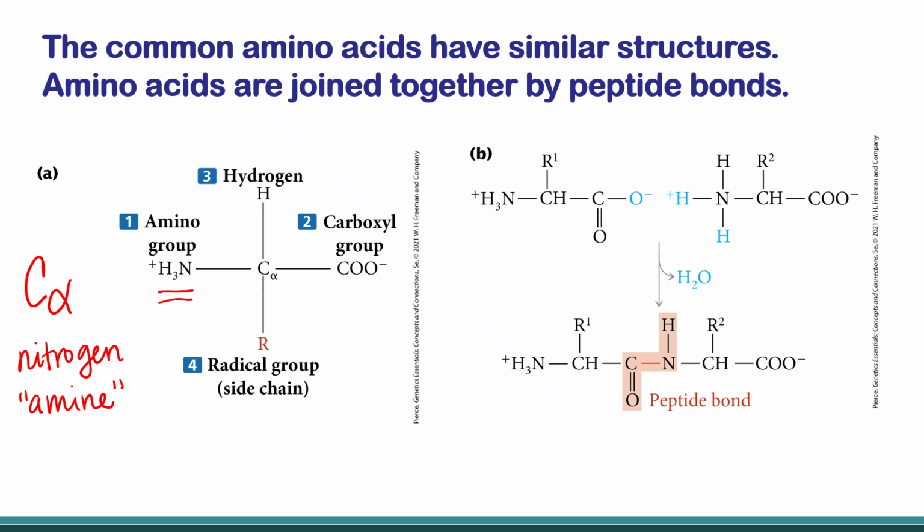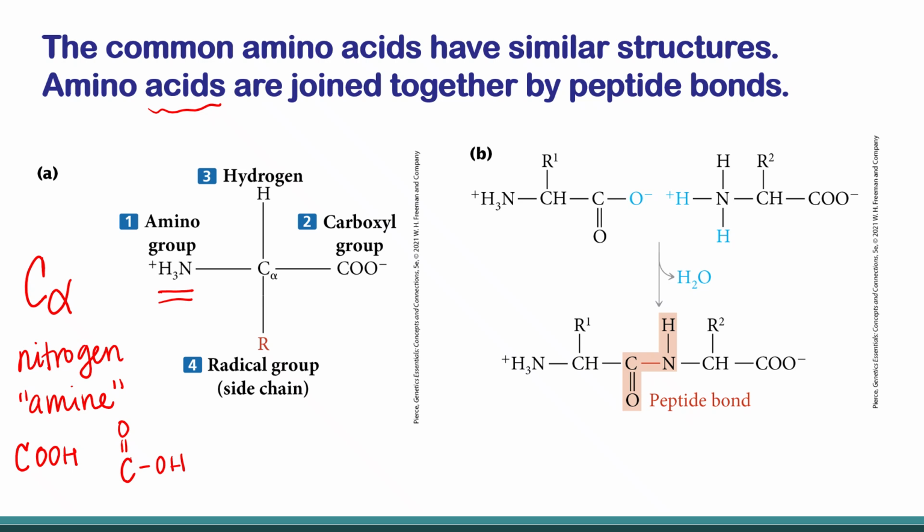On the opposite side of the alpha carbon is the carboxyl group. Now, carboxyl is a COOH. It is a carbon double bonded to an oxygen and a hydroxyl group on the side of it. Now, a carboxyl group is an acid, which means it's going to release its hydrogen. And so it usually has a negative charge on it. And that's where we get the acid part of our name. So on one side, we have an amine group. On the other side, we have a carboxyl that becomes an acid.